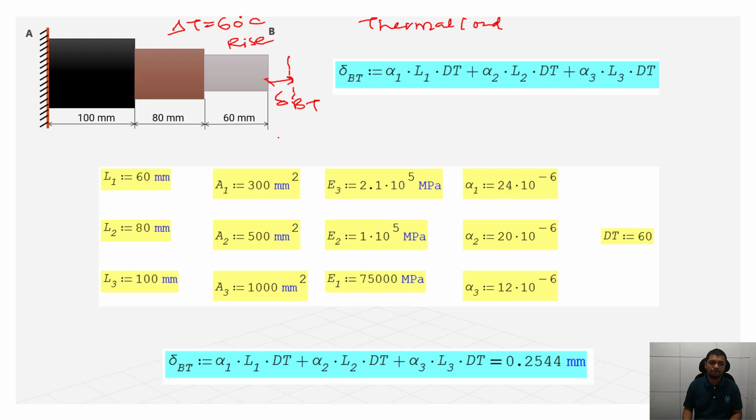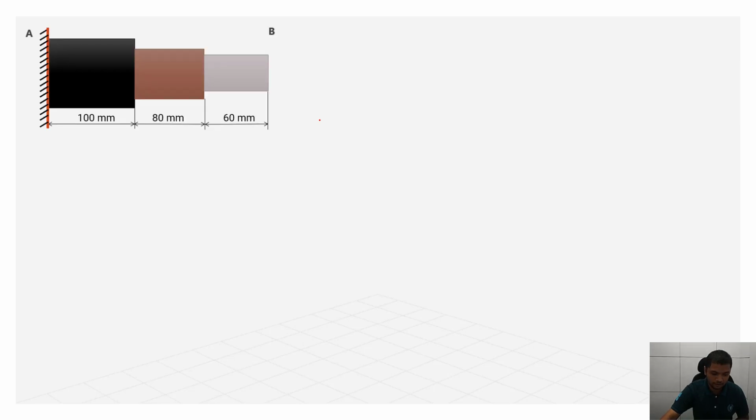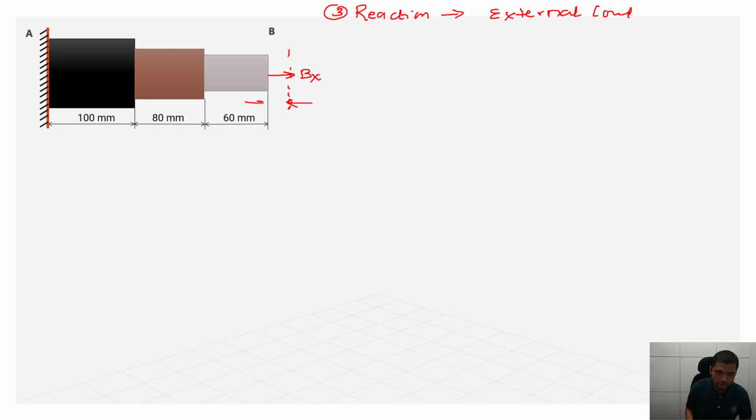So we have done pressure loading and thermal loading. Now let's do the reaction loading. At this end, we are assuming that we are eliminating the fixed support and applying the reaction force as an external load, right? So let's assume right now a positive Bx load applied here, and that is resulting in a deformation of delta B external.